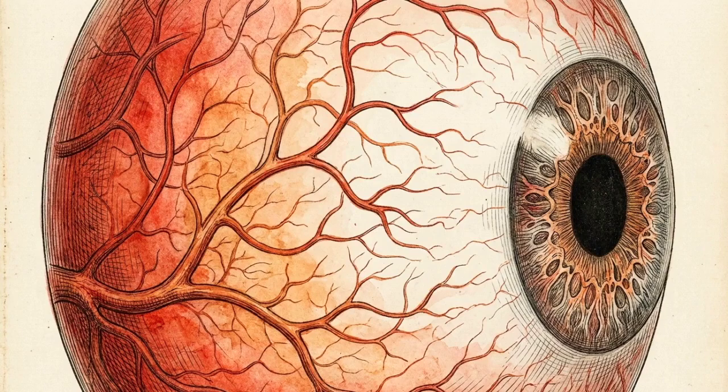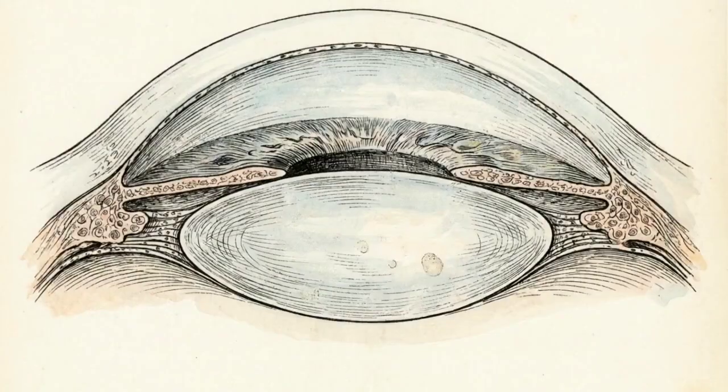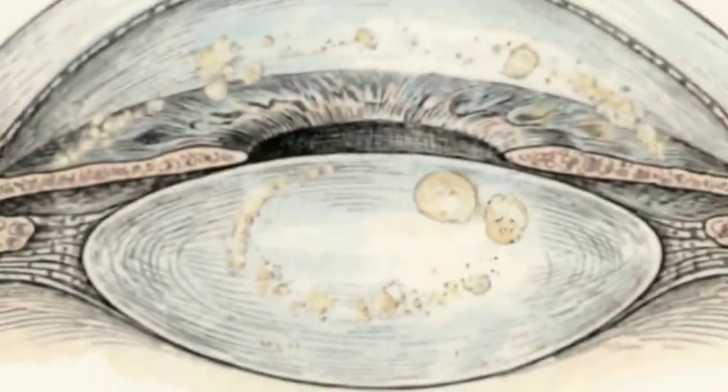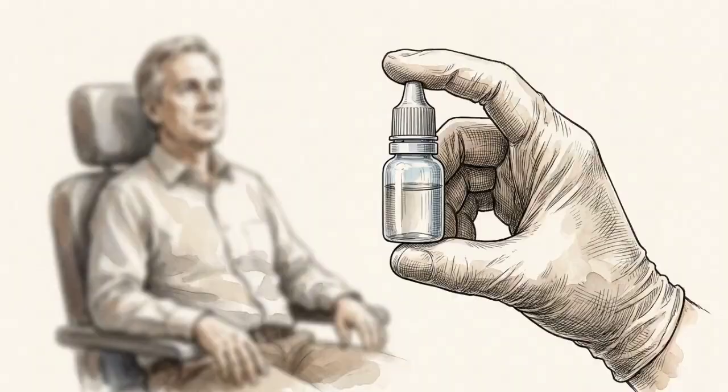Start in the exam chair. A patient presents with a red, aching eye. Through the slit lamp, inflammatory cells and protein flare drift in the anterior chamber. It looks like a textbook case of simple inflammation. The immediate instinct is to diagnose acute anterior uveitis, prescribe topical steroids, and move on.